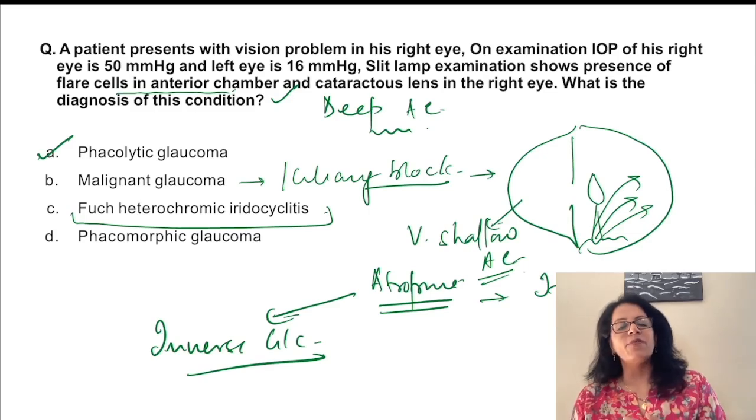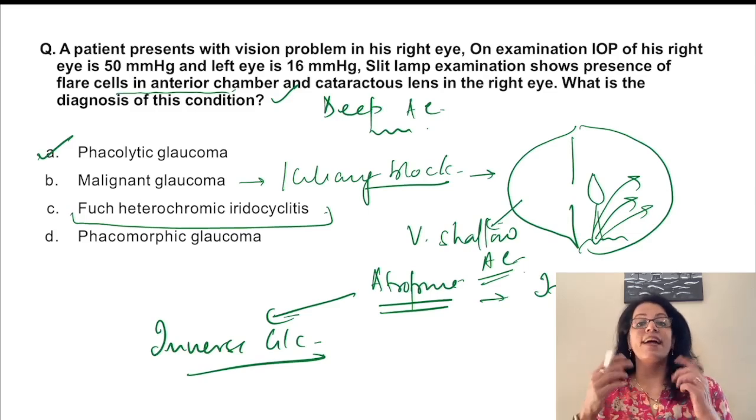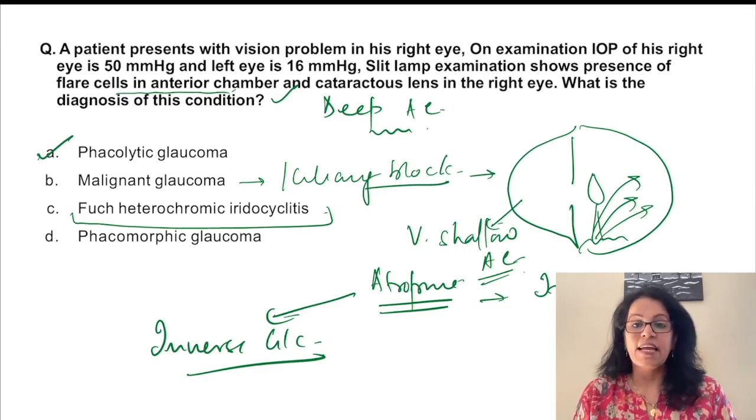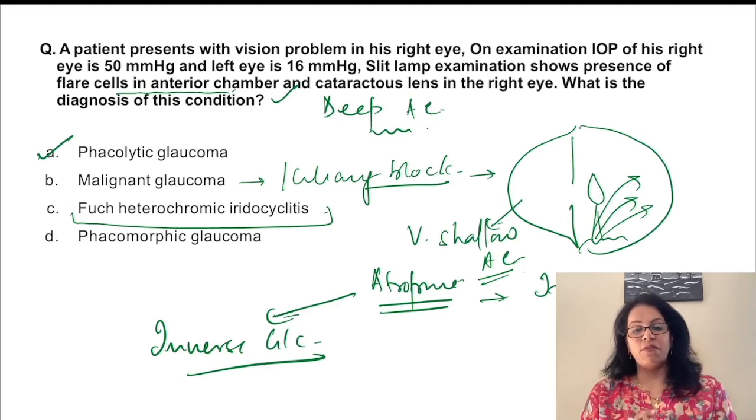You all remember the features we learned in Fuchs' heterochromic cyclitis? Difference of iris color, unilateral, diffuse KPs with feathery ends, right? And very minimal signs of anterior uveitis. The flare may not be seen at all in Fuchs'. That's another point against Fuchs'. Okay, that's why we call it atypical.